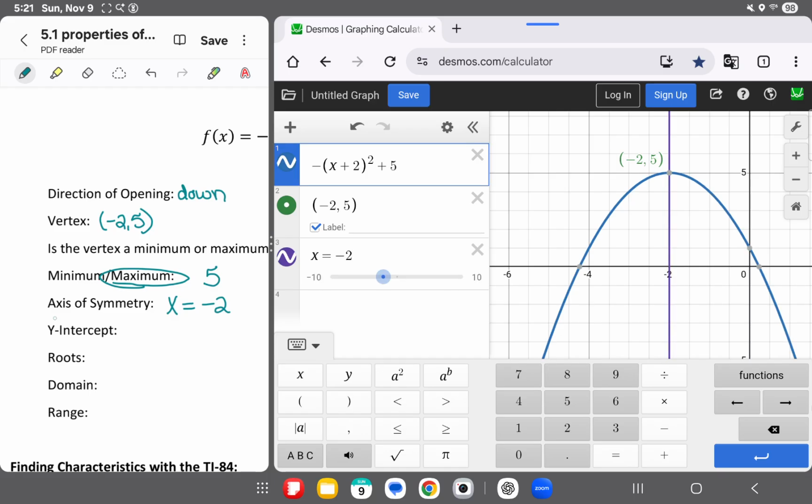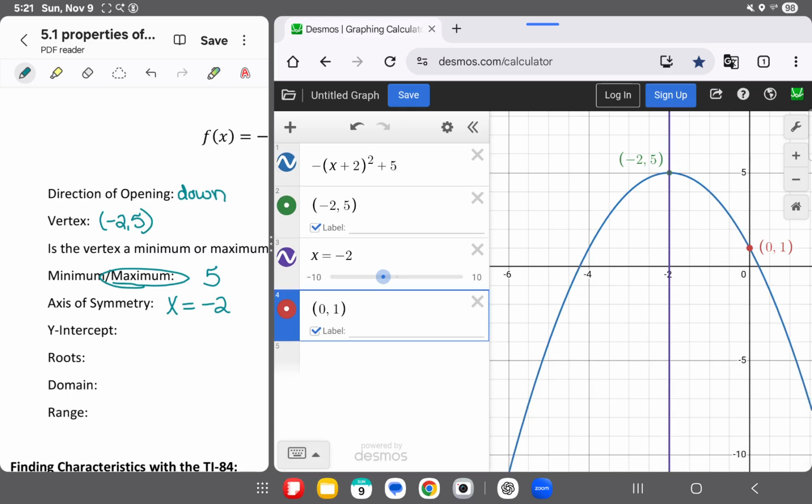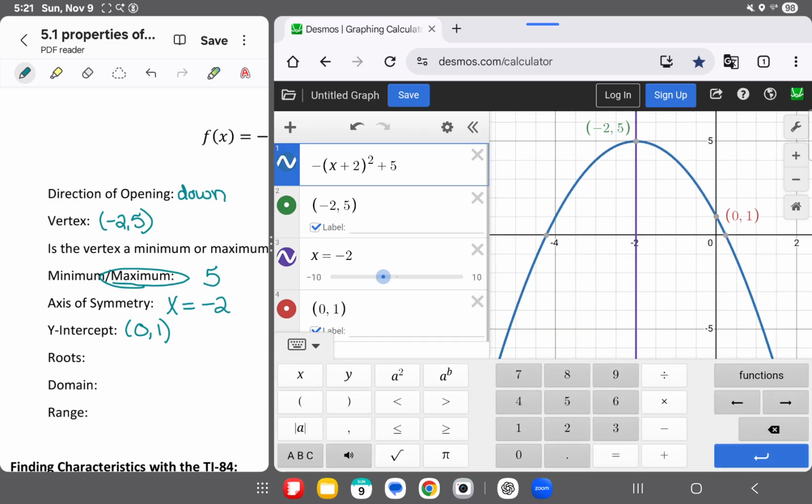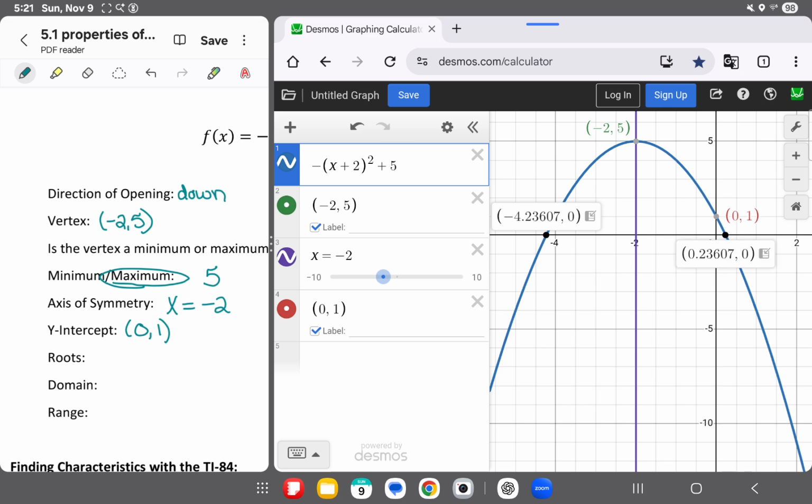So then our y-intercept, we're looking for the gray dot that crosses the y-axis. And so that is going to be 0, 1. And then we have our roots for the equation. So that is going to be some funky decimals. So we're just going to round this to 2 decimal places. So we will have -4.24, 0, and 0.24, 0.